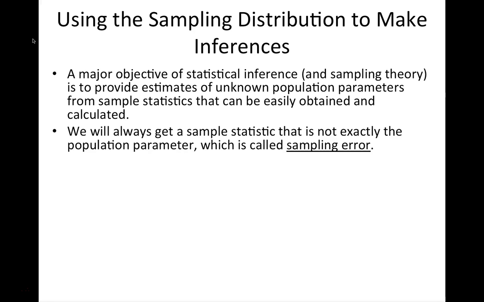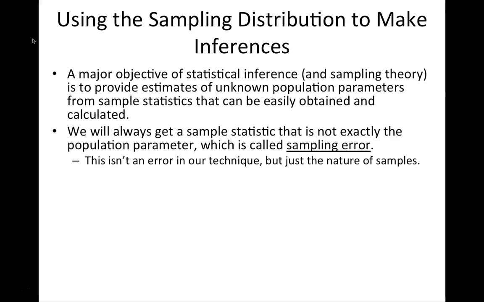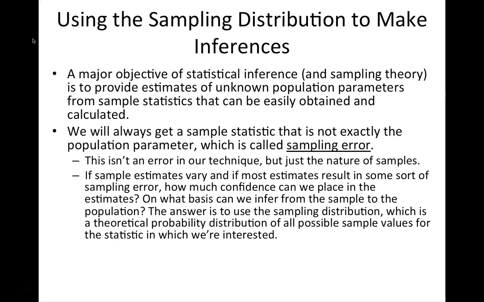So we will always get a sample mean, for example, that's not exactly the population mean. And that's called sampling error. It's not an error in our technique, but just the nature of samples and sampling. So the question that stems from knowing about that sampling error is: if sample estimates vary, and if most estimates result in some sort of sampling error, how much confidence can we place in these estimates? So in other words, on what basis can we infer from the sample to the population?